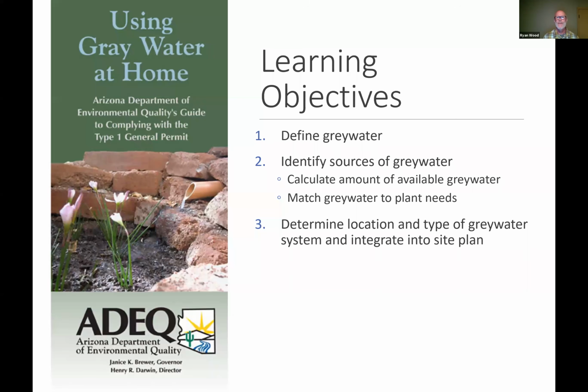Definitely we're going to figure out what gray water is, identify the sources, what you can collect from, and be able to use that water out on the landscape. And then determine the location and the type of gray water system that you're going to use at your home.